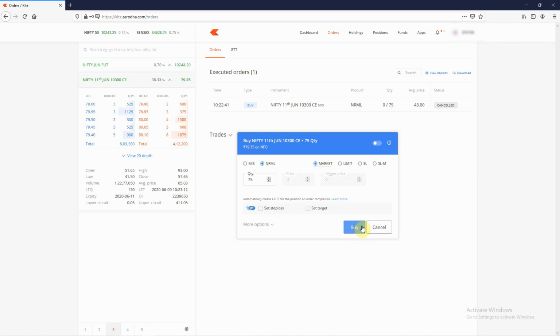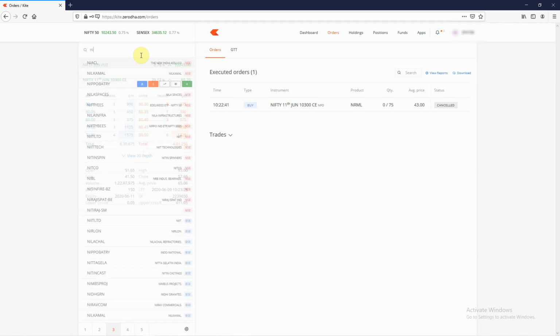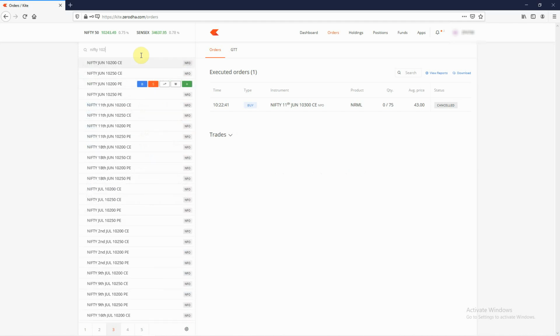It places the order in the market. If you want to see that, how do we do similarly for buying a put option also? Say if I'm looking to buy a Nifty put option of, say, 10,200. I have a bearish view in the market. I feel the market might come down.